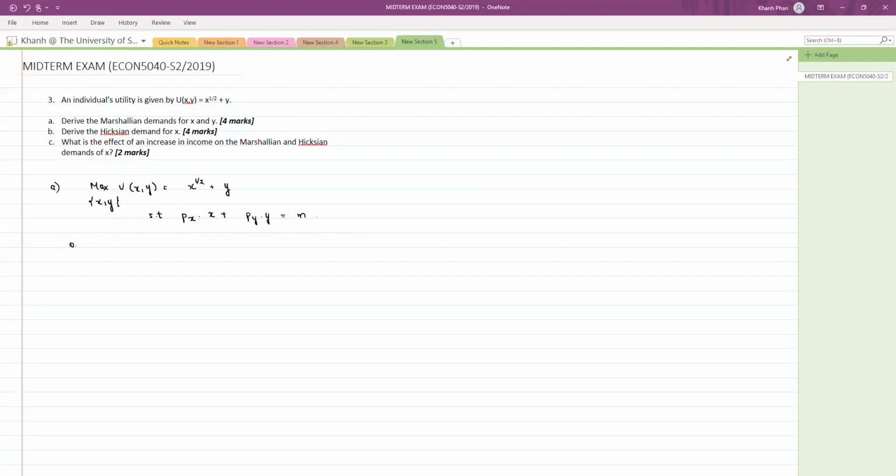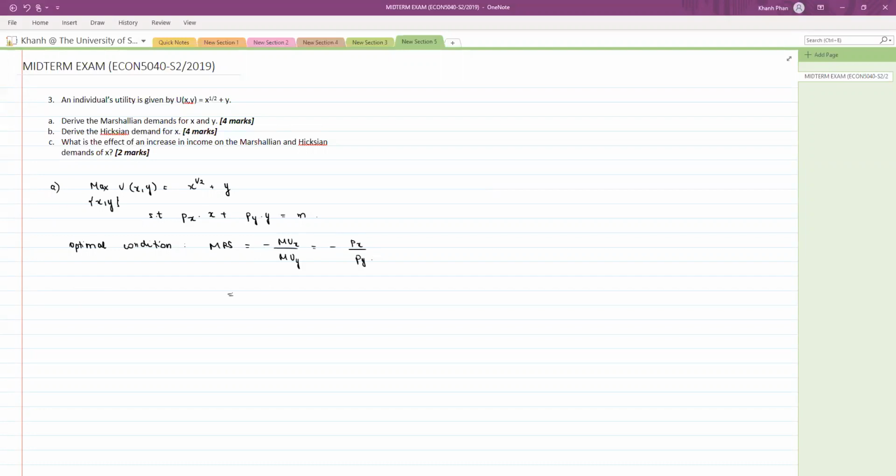We know that the optimal condition in this case is where the consumer is maximizing utility at the point where the marginal rate of substitution is equal to the negative of the price ratio. The marginal rate of substitution is the negative of the marginal utility ratio. So I get the marginal utility of x over the marginal utility of y, and that just has to be equal to the negative of the price ratio px over py.